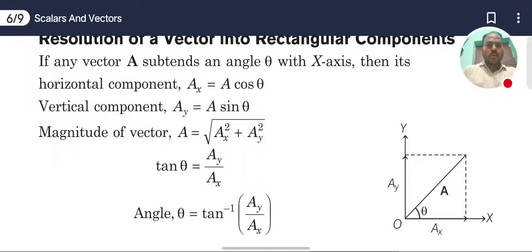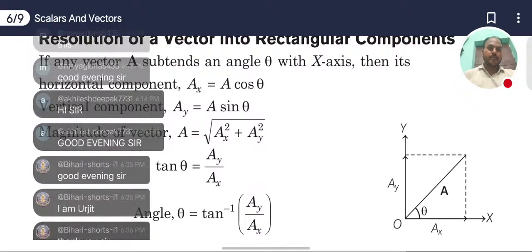So angle theta equal to tan inverse of Ay upon Ax.